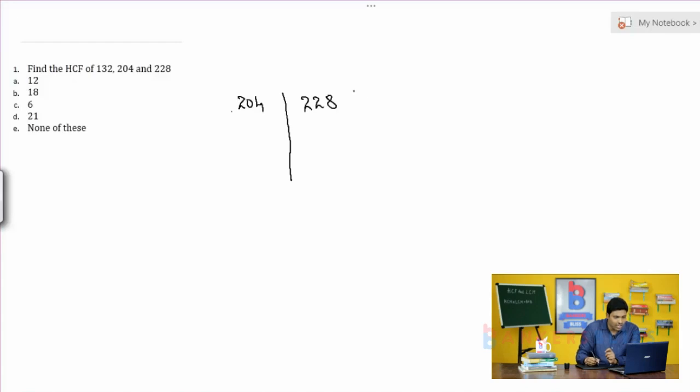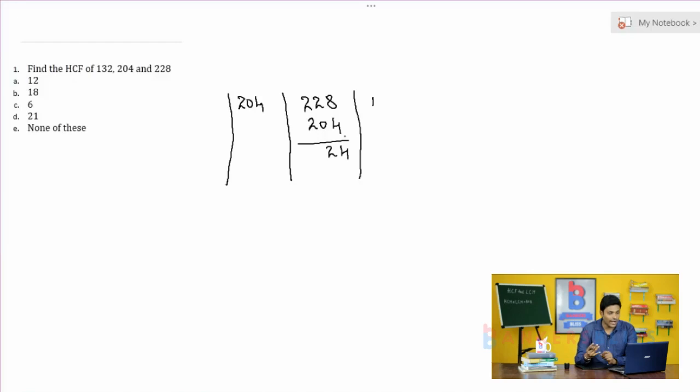Which is the highest among the two? 228 is the highest among the two. So you divide 228 by 204. How many times can you divide? One time. So 204. What is the remainder? 8 minus 4 is 4, next 2, so 24. So 204 and 24.